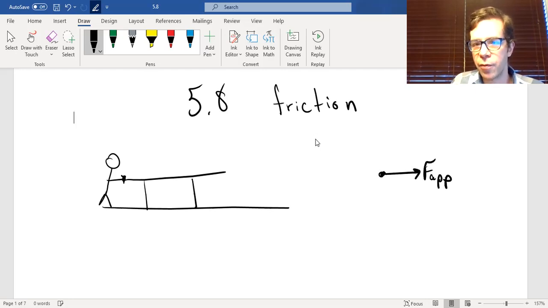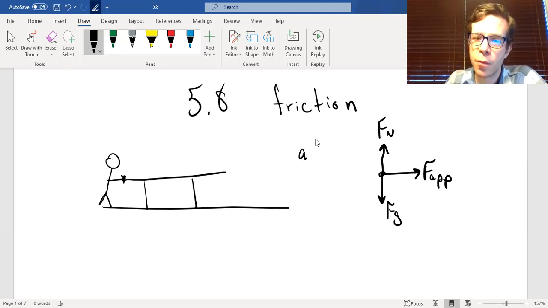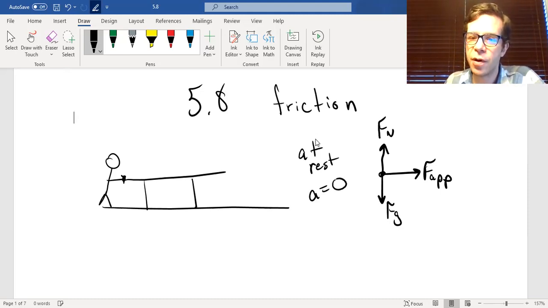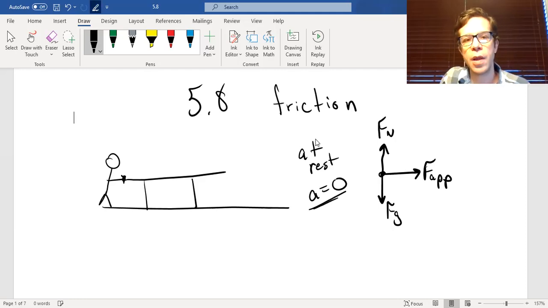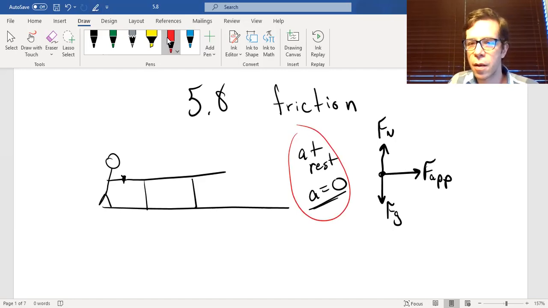So here's my applied force pushing on the table, the force of gravity pulling the table down. The table's sitting on the floor, so I have a normal force. But if it doesn't move, what do I know? Well, we can say at rest, right? So my acceleration is 0. Well, that means that my net force has to be 0.